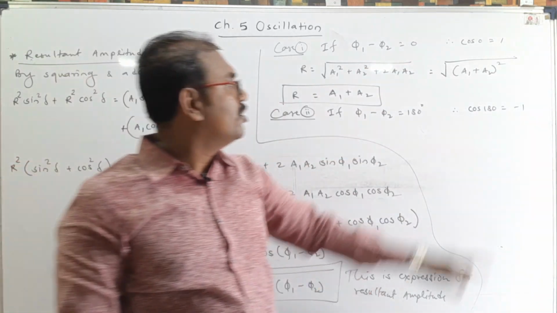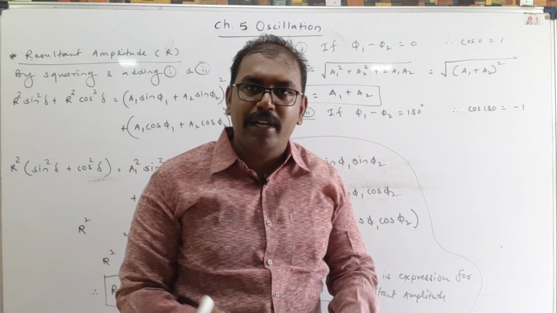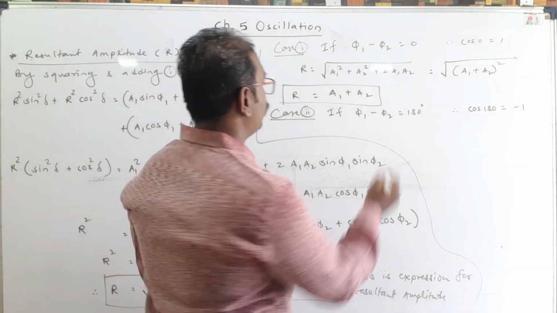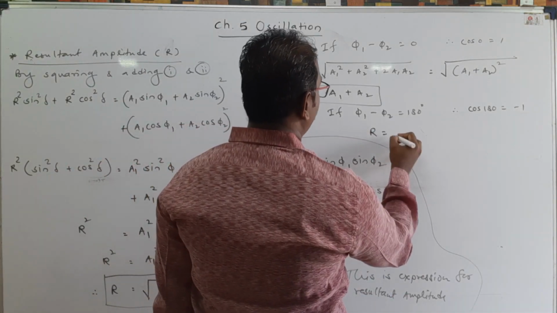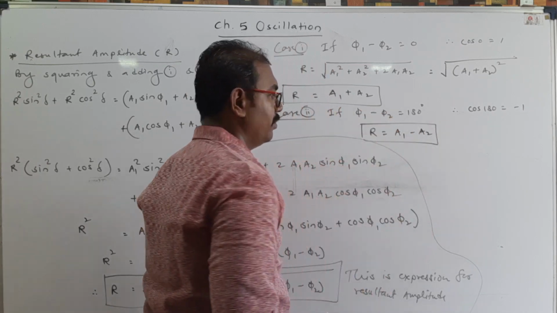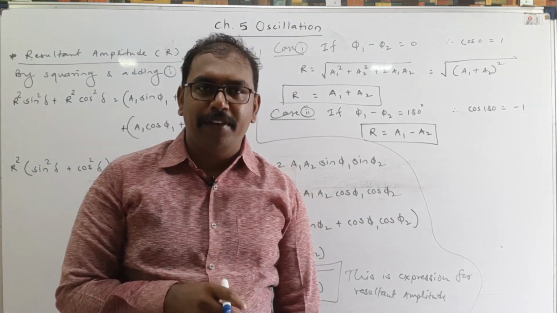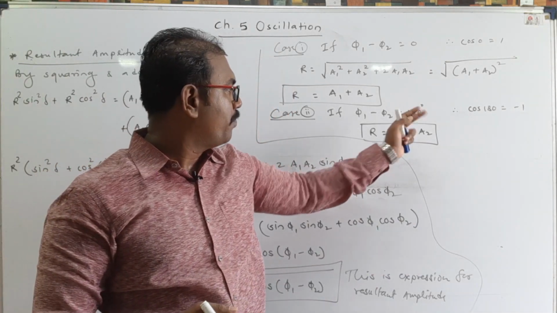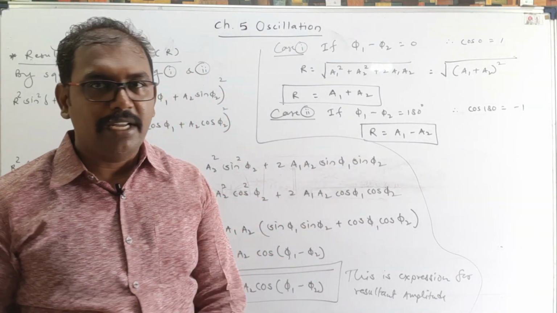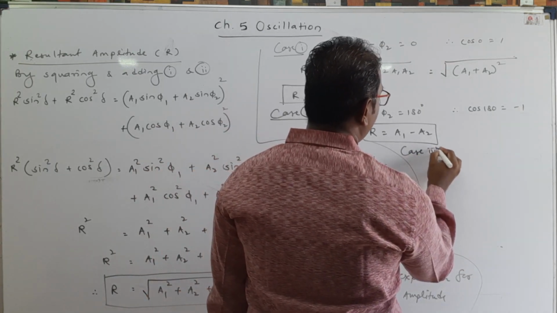This is the expansion of a1 minus a2 bracket square. You know that a minus b bracket square is a square plus b square minus 2ab. So by using that we can write, hence R is equal to a1 minus a2. This is the resultant amplitude. So when two waves are in opposite phase, or phase difference 180 degree, then the resultant amplitude is a1 minus a2. Case 3. One more case we have to write.